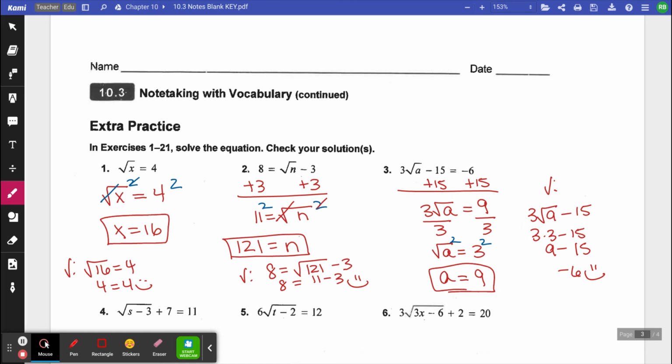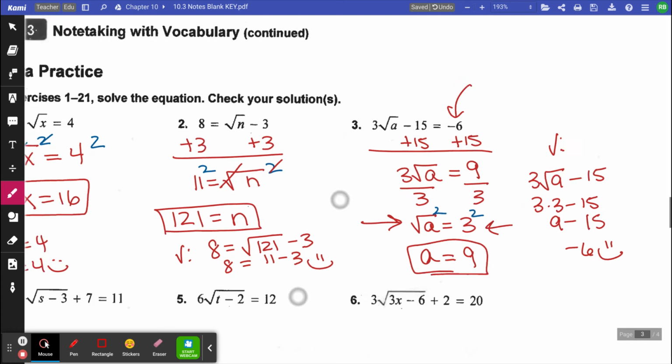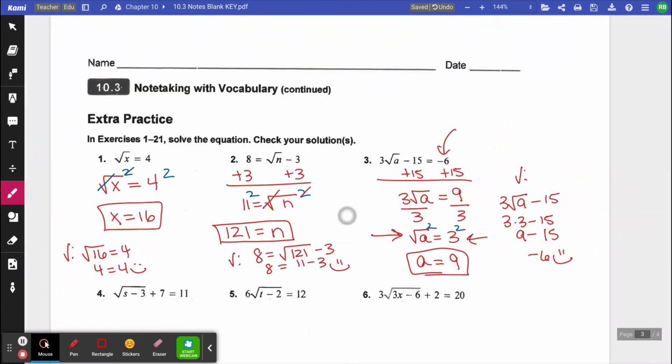Now, realize, yes, this is equal to a negative number, and that's okay because when you end up adding 15, you get a positive 9, dividing by 3 gives you a positive 3. So the actual radical is a positive. When the radical is isolated right here, it's a positive number. All right, so all 3 of those work nicely.